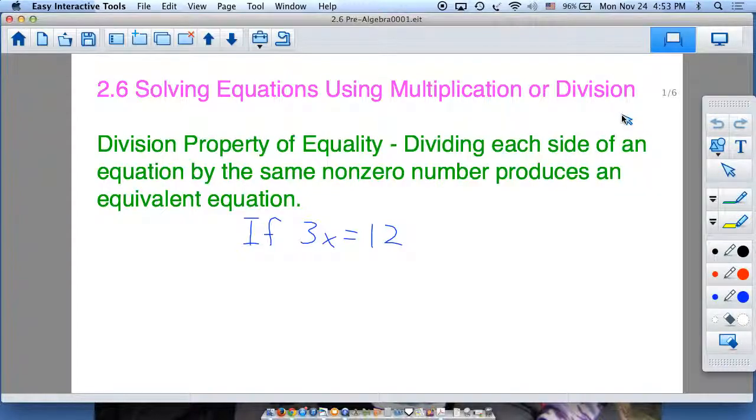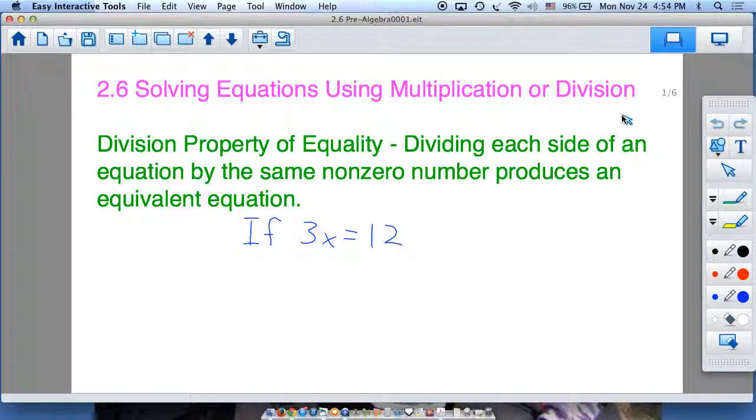All right, class, in this lesson, we're going to work on solving equations using multiplication or division. We just did a similar lesson where we were doing equations with addition or subtraction. We can see how multiplication and division also work together. When we have the division property of equality, we can divide each side of an equation by the same non-zero number, and it's going to produce an equivalent equation.